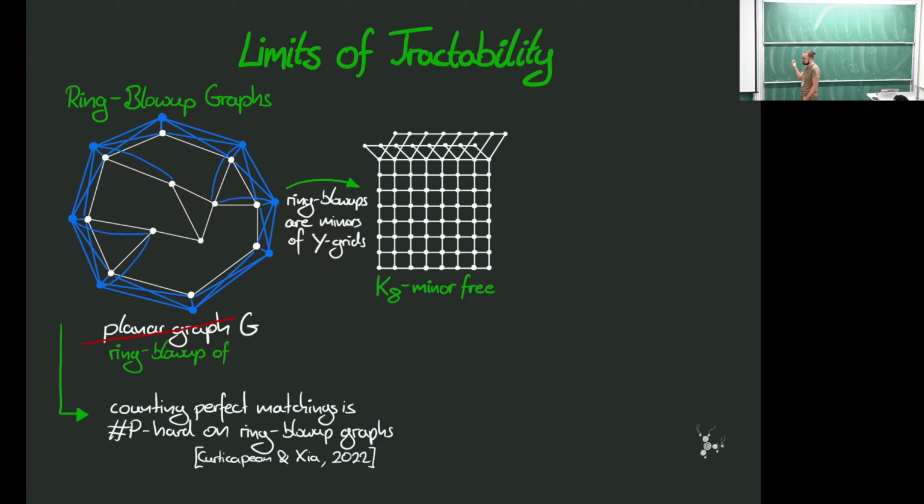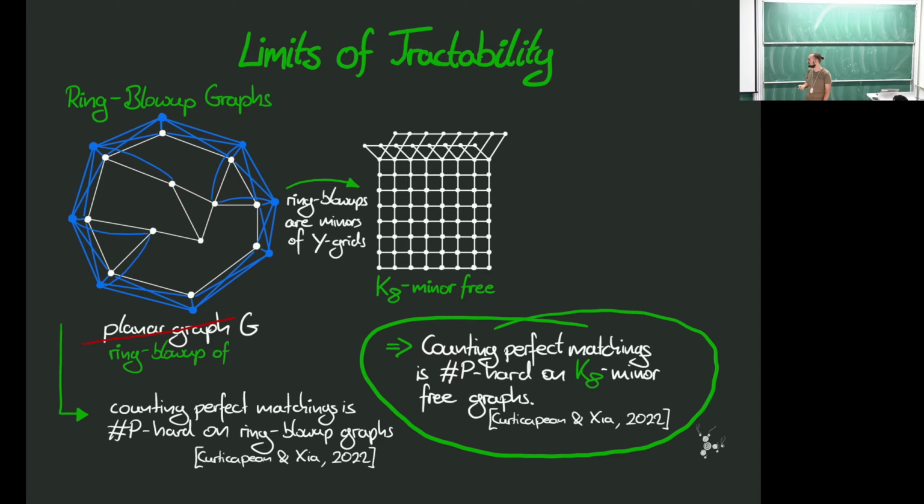And now I said it's about the limit of excluding a minor. If I look at these very sharply, I figure out that these ring blow-up graphs are all minors of so-called Y-grids. That's a class that has been studied long ago. And these have been proven to be K8 minor free. So this means if I just exclude K8 as a minor, I still contain all ring blow-up graphs. And therefore, on K8 minor free graphs, counting perfect matchings is still hard. So there's a very strict limit to what I can do.